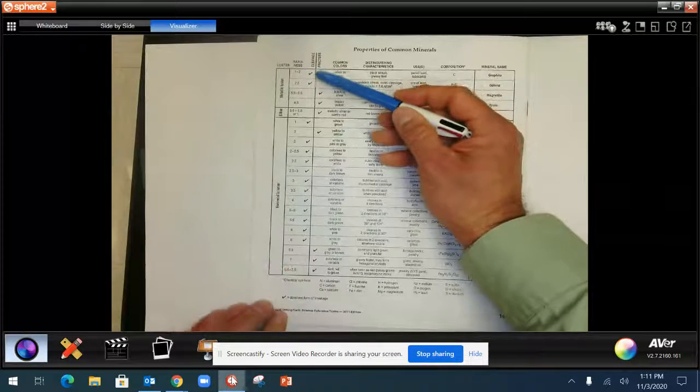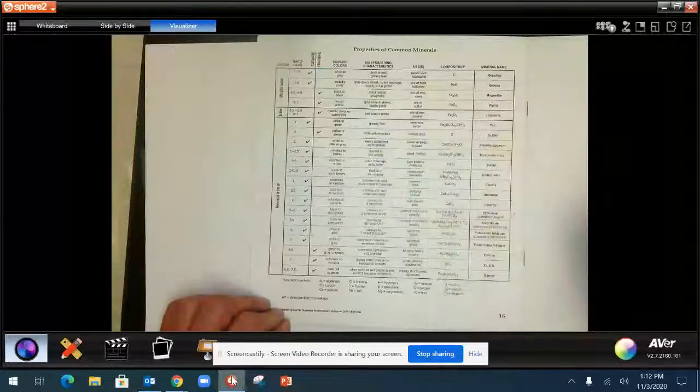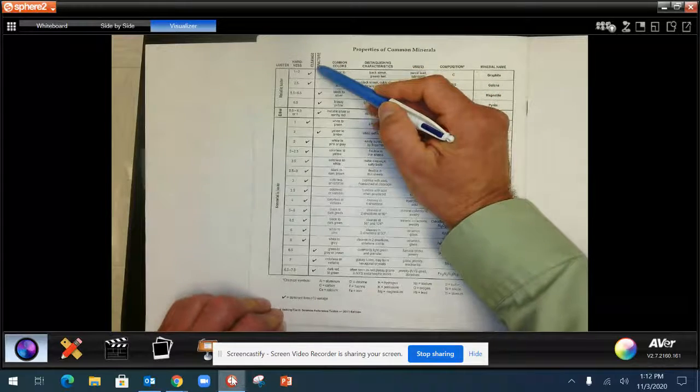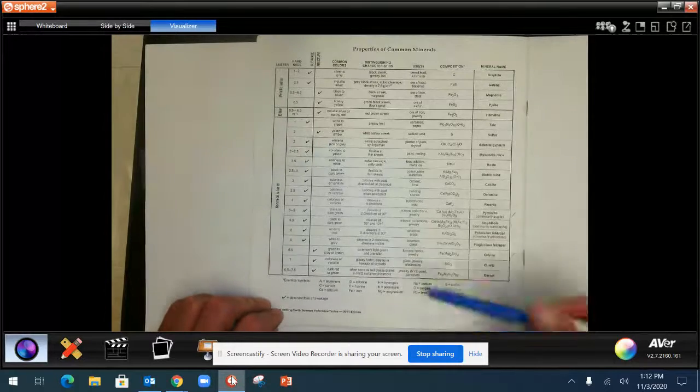The next we have with these little checks is how the mineral breaks. If it breaks with cleavage, it will have parallel surfaces, not just flat, but parallel surfaces. And if it breaks with fracture, there will be surfaces that are irregular. Think of jaggedy sort of surfaces.